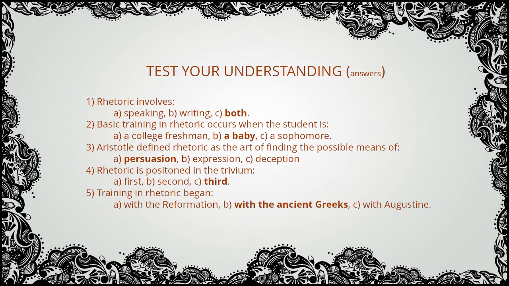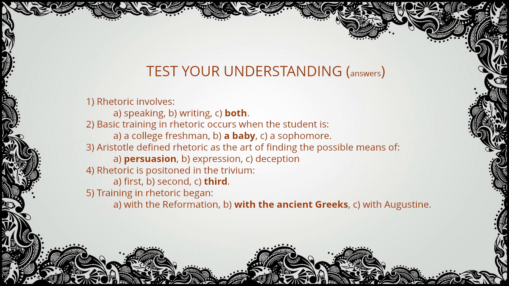So let's take them one at a time. Rhetoric involves speaking, B, writing, or C, both. And the answer is C, both. Number 2, basic training in rhetoric occurs when the student is A, a college freshman, B, a baby, or C, a sophomore, and the answer is B, a baby.